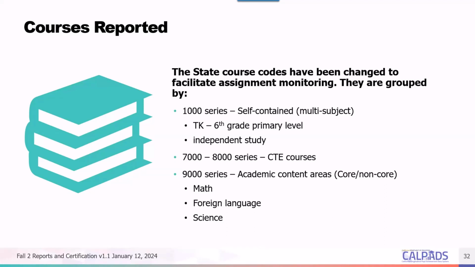It can be used for independent study, but independent study can also be reported as departmentalized courses. And then you have 7,000 to 8,000. These are CTE courses, and they are specific to only CTE courses, those kind of ROP. And then 9,000 and above are all the other academic content areas. So these are your departmentalized courses.